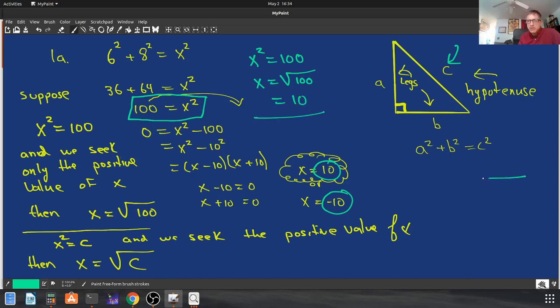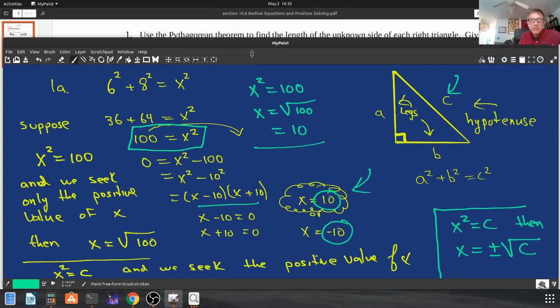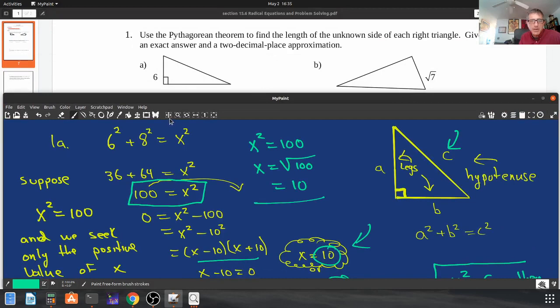And later on, just so you will know, we'll have the exact same property. You'll learn it really quite late. If x squared is equal to c, then x is equal to plus or minus the square root of c. That'll be introduced toward the very end, because in that case you get both roots, just like we did here doing it the normal way. I got 10 and minus 10. But in this case we only care about the positive one, so we just take the positive value.